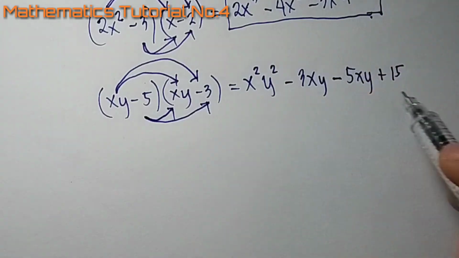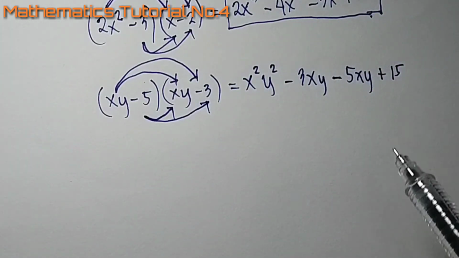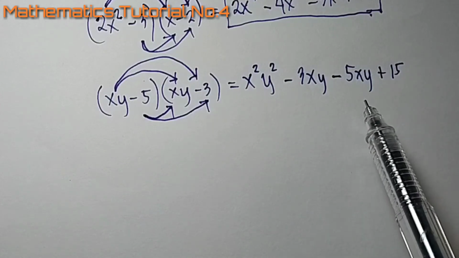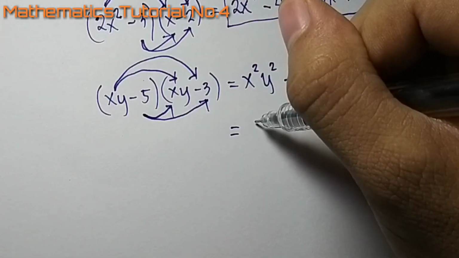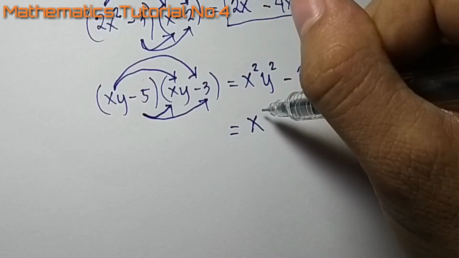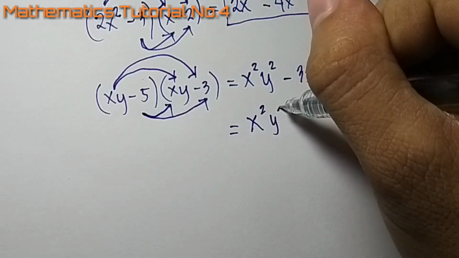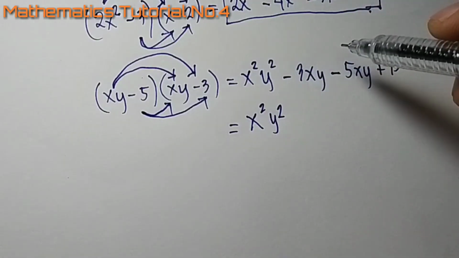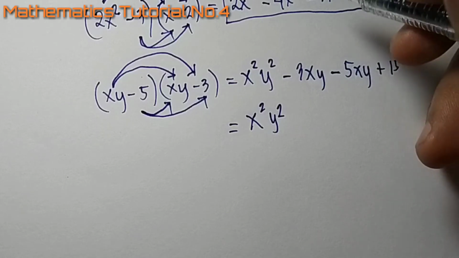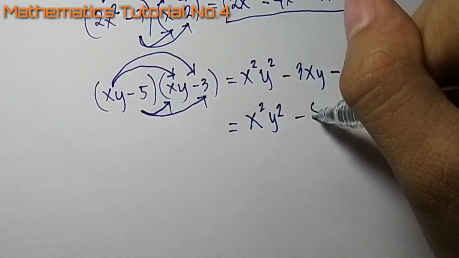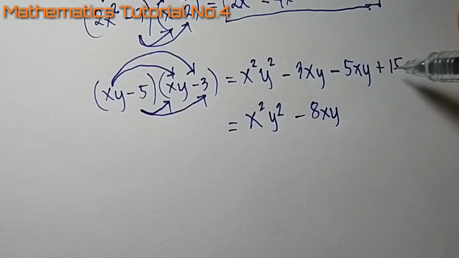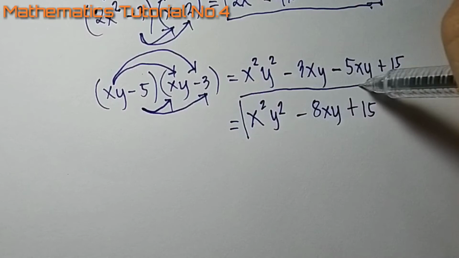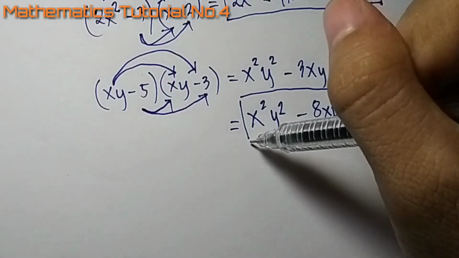So tan-awon nato kung naa bay parihag terms. So naa tay parihag term nga kini negative 3xy o negative 5xy. So continue pa ta kay naa may parihag terms. So we have x squared and y squared. Unya, pila man ning negative 3xy minus 5xy. So that is negative 8xy. Dayon kining 15 nga nabilin, positive 15. So mao ni iyahang product.